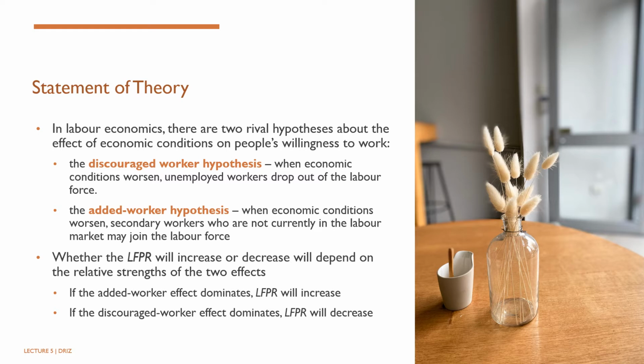Even if the jobs these secondary workers get are low-paying, the earnings will make up some of the losses in income suffered by the primary breadwinner. Whether on balance, the labor force participation rate will increase or decrease will depend on the relative strengths of the added worker and discouraged worker effects. If the added worker effect dominates, the labor force participation rate will increase, even when the unemployment rate is high. In contrast, if the discouraged worker effect dominates, the labor force participation rate will decrease.